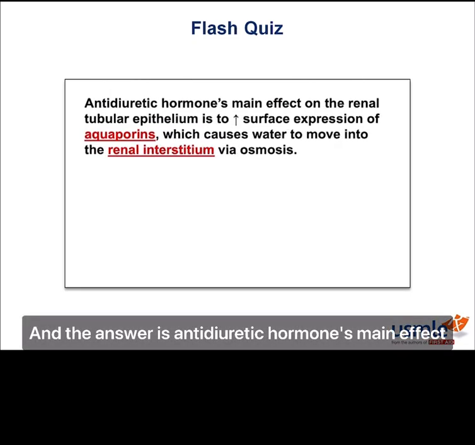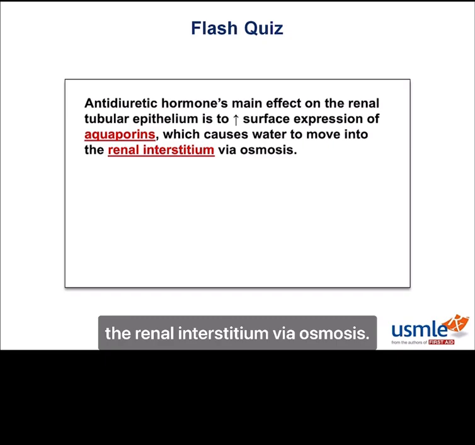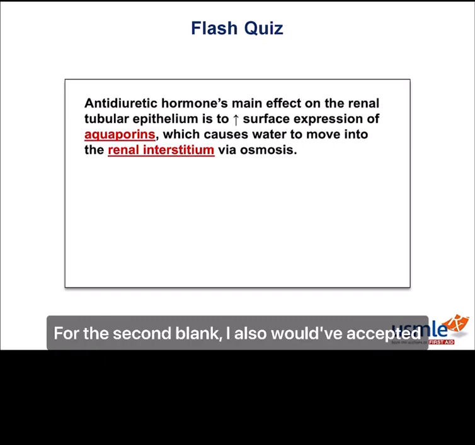And the answer is, antidiuretic hormone's main effect on the renal tubular epithelium is to increase the surface expression of aquaporins, which causes water to move into the renal interstitium via osmosis. For the second blank, I also would have accepted renal capillaries because that is where the water eventually ends up.